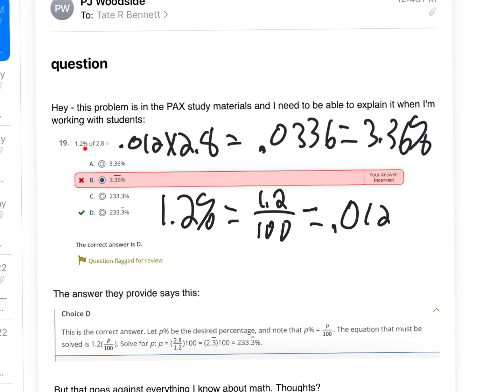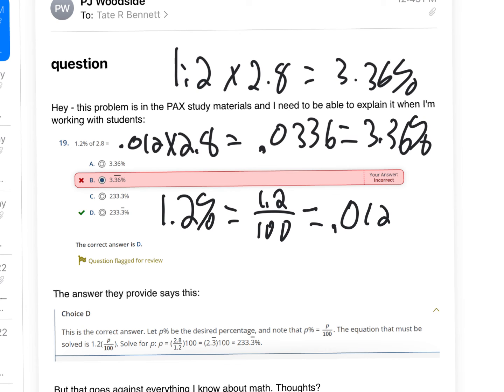it seemed to me you could have just multiplied the 1.2 times the 2.8. And since the final answer is in percent, it looks like we probably could have just skipped changing to decimal and then back and forth. That actually would have saved a little time. I just wasn't paying attention that the final answer is in percent.